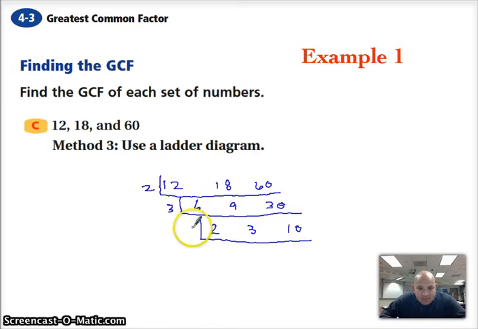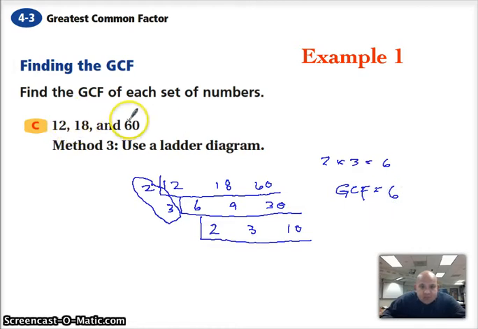Now, is there a prime number that goes into both 2 and 3? No, these are already prime numbers, so we're done. The greatest common factor then is 2 times 3, which is 6. So the greatest common factor equals 6. 6 goes into 12, 18, and 60, a common factor, and it is the biggest factor.